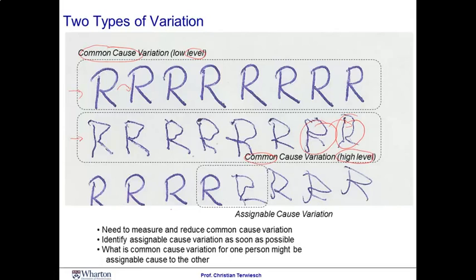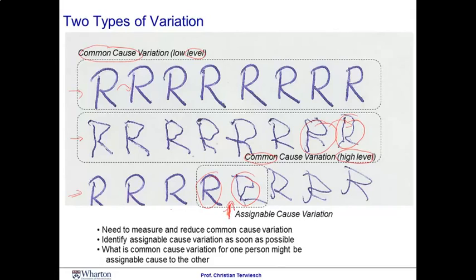Now look at the last row. In the last row, you notice a big jump in the types of letters as you go from the 4th letter to the 5th letter. The reason for that? I wrote the first letters with my right hand, and I then switched hands to write the last 4 letters. This is called an assignable cause. There's something in the underlying process generating the letters that changed.